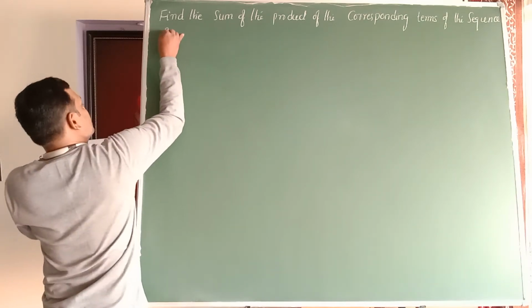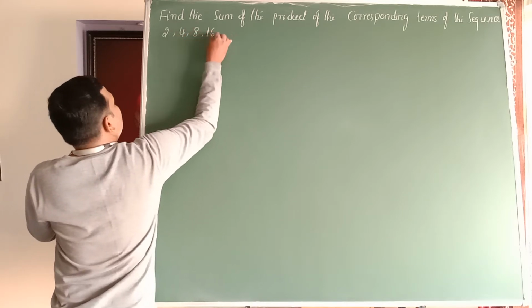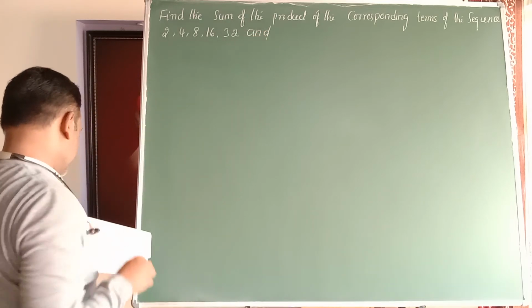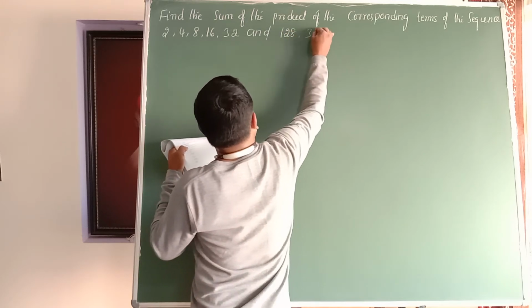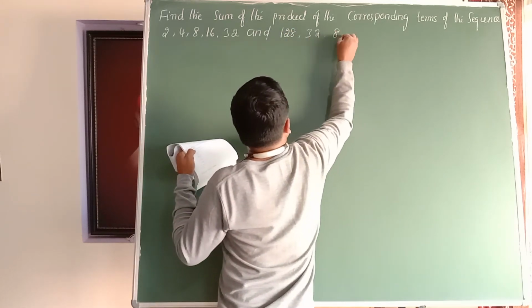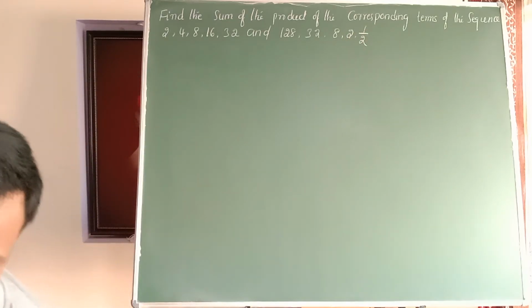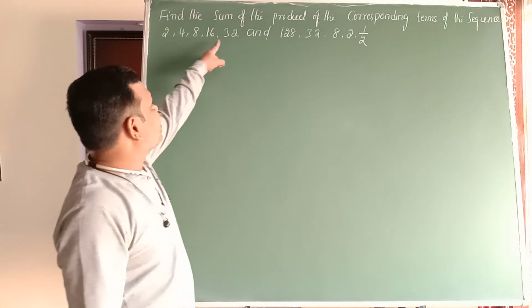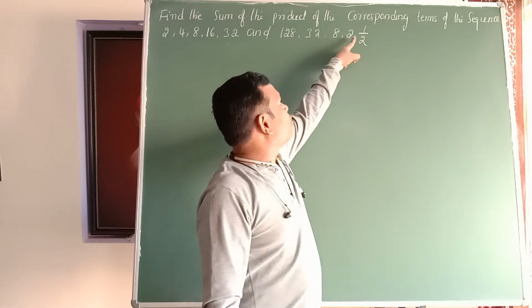The first sequence is 2, 4, 8, 16, 32. And the next one is 128, 32, 8, 2 and 1 by 2. Here they are given two geometric progressions, children. The first geometric progression is 2, 4, 8, 16, 32. The next geometric progression is 128, 32, 8, 2, 1 by 2.